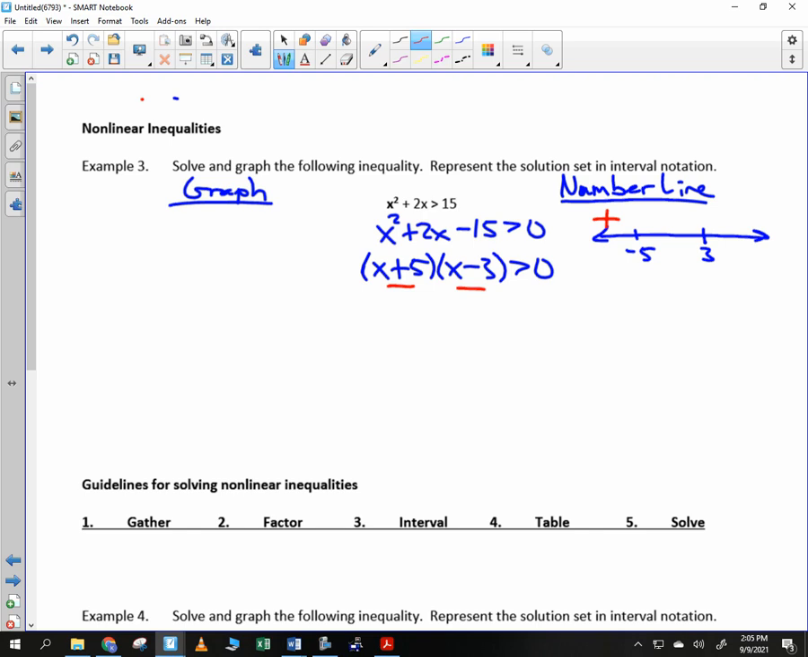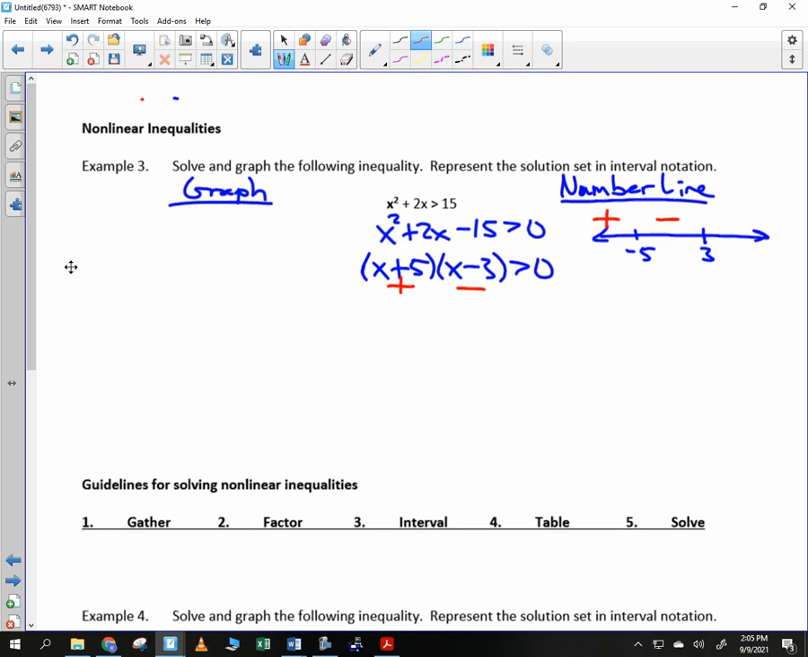Ella, what's the number between negative 5 and 3 you'd like to plug in? 2. 2 plus 5? Positive. 2 minus 3? Negative. And a positive times a negative is a negative. If we would have picked negative 4, what's negative 4 plus 5? Positive. And negative 4 minus 3 is negative. It would have worked either way. Thank you for bringing that up.